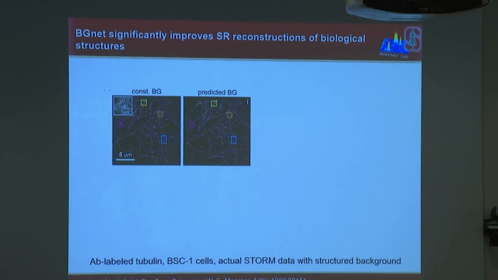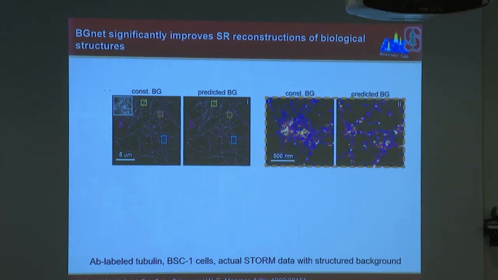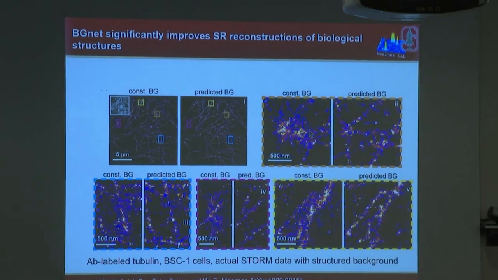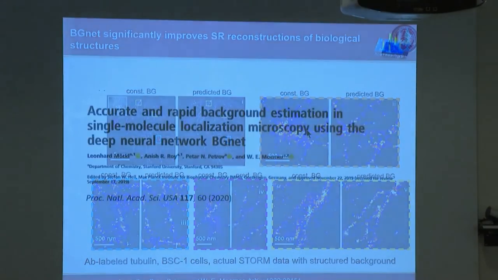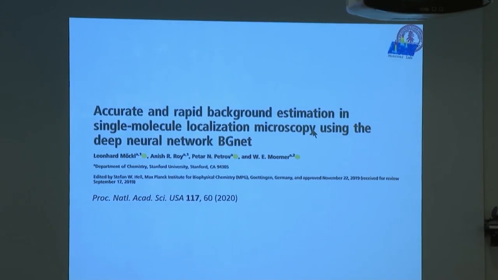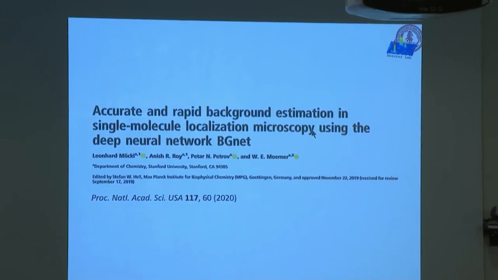You can't see anything unless you look much more closely. And in these different regions of interest, you see that the BGNet does a far better job of showing you what the microtubule images look like compared to using a constant background as the model for the fitting. And the same thing is true for all these other regions of interest. So we think it's an important step forward to be able to estimate structured background. Important for this particular experiment, but possibly useful for many other areas of science.